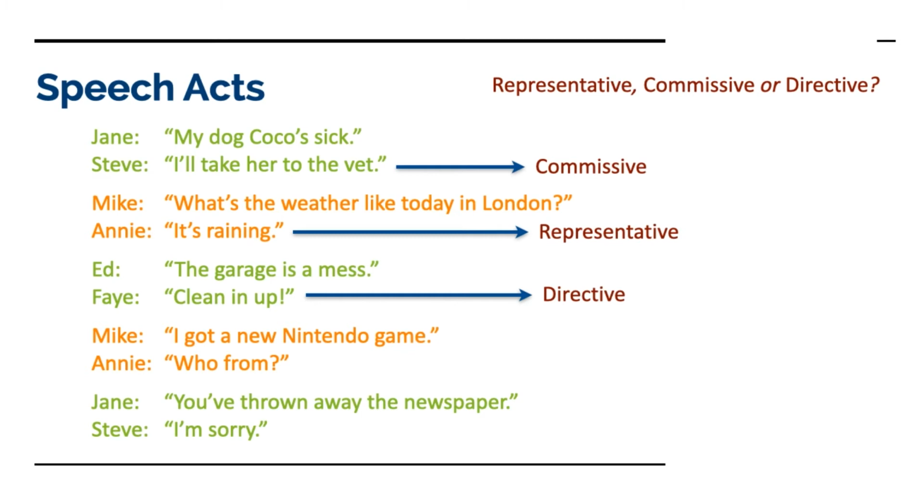How about the next one? "I got a new Nintendo game." "Who from?" Now this is a question, which is actually kind of strange. It can't really represent what's already in the world. It doesn't commit to some future action, and it doesn't direct the listener. In fact, it seems to be none of these. Similarly, "I'm sorry" doesn't really represent the situation in the world. It doesn't commit to some future action or direct the listener to some future action. So in fact, the last two don't really fit into these three types of speech acts.